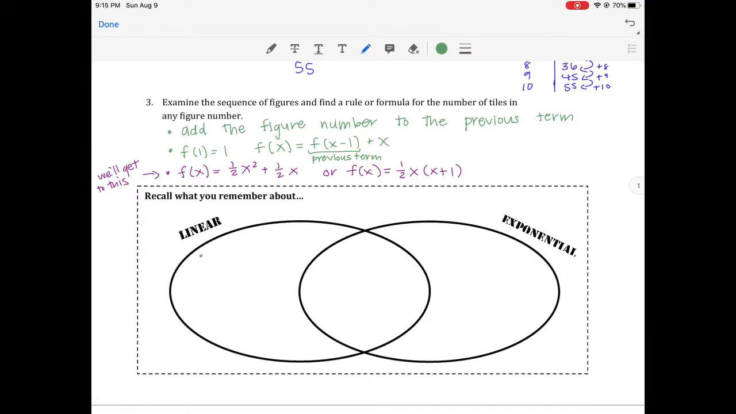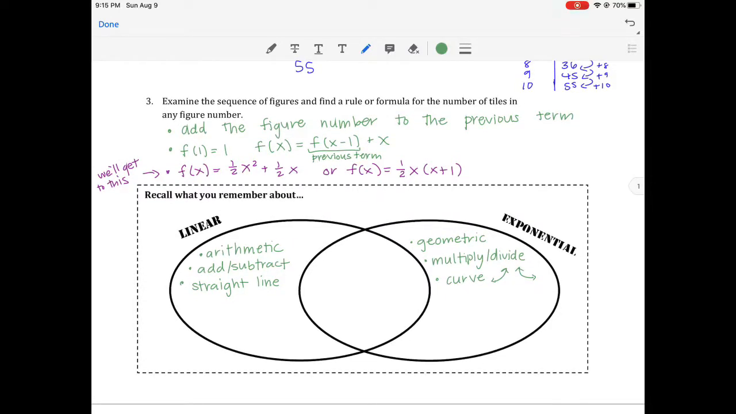So linear, another word for that is arithmetic, right? Whereas exponential is geometric. Remember, linear is like add and subtract, whereas exponential you can think of as multiply and divide. If you think about the graph, this is a straight line, right? Whereas this is a curve. Usually it looks like this or like that. Could be discrete, those are just the continuous graphs.